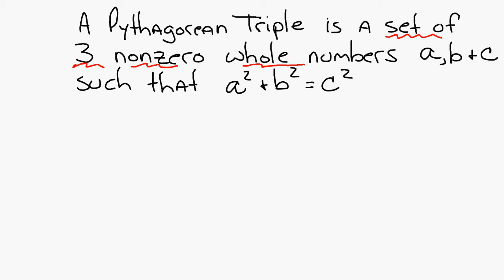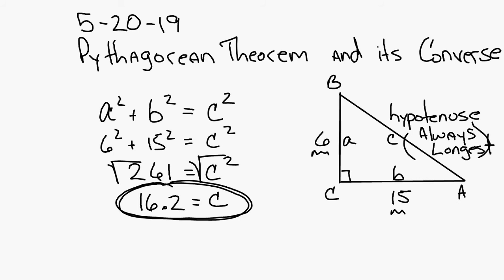Okay, we just did this problem. We used a squared plus b squared, made it equal to c squared. But this answer, this third side, is it a non-zero whole number? It's not a whole number. So these 3 sides, the 6, the 15, and the 16.2, do not form a Pythagorean triple. They do form a right triangle, okay? But the set of numbers is not a Pythagorean triple.